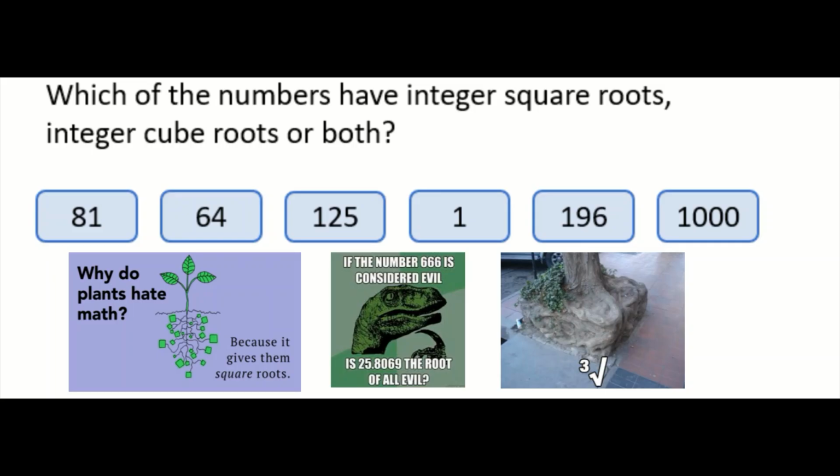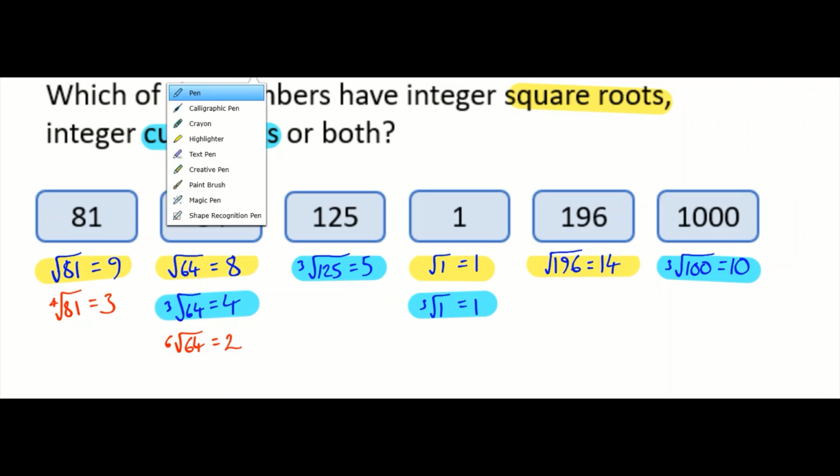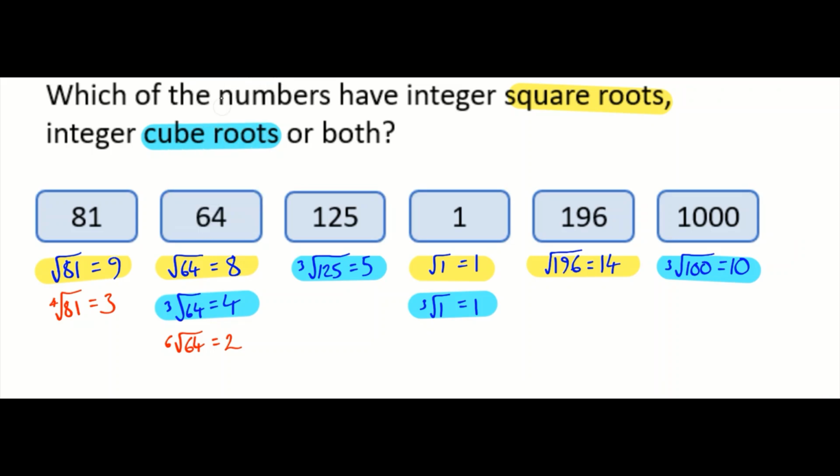Pause the video and have a go at these questions. You should have found that all of the numbers were either a square or a cube or both. You might have also noticed some other facts, like that 81 is also a power of 4. 3 to the power of 4 is 81, so the fourth root of 81 is 3. And 64 is actually 2 to the power of 6, so the sixth root of 64 is also an integer.